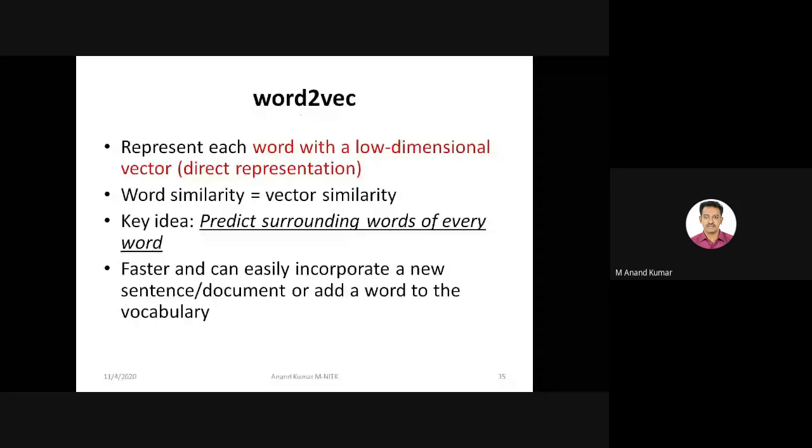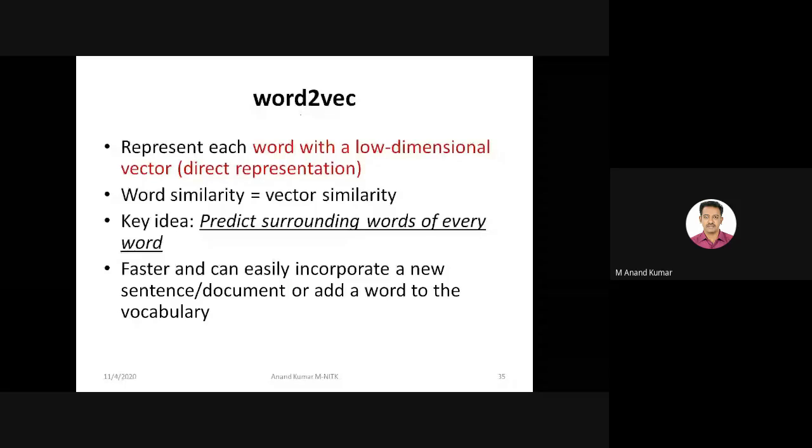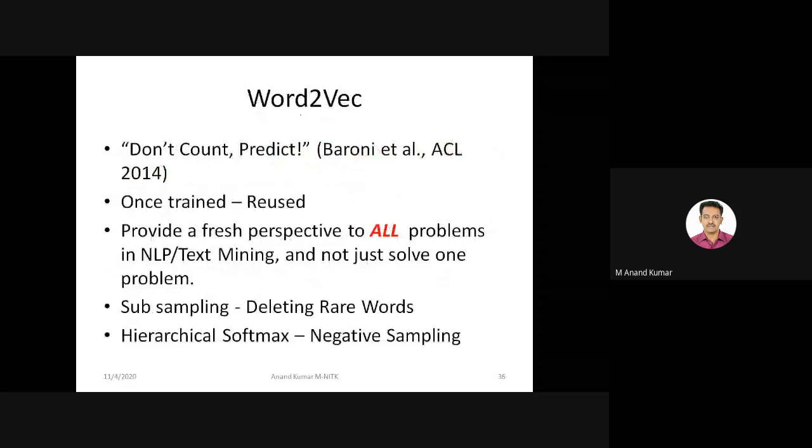Again repeating, predict the surrounding words of every word. This is a key idea. We'll see how it's doing that. As I said, the mantra is don't go for counting, go for prediction. You are making a machine to predict something. Before giving to the actual classification, you are predicting. Usually in classification only the prediction part will start, but here in feature extraction itself, the model is trying to predict something.